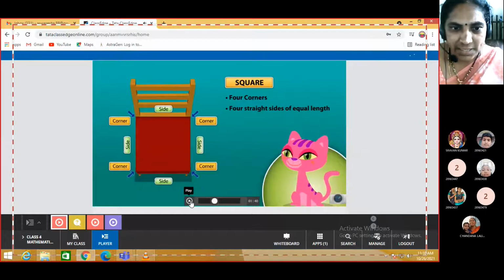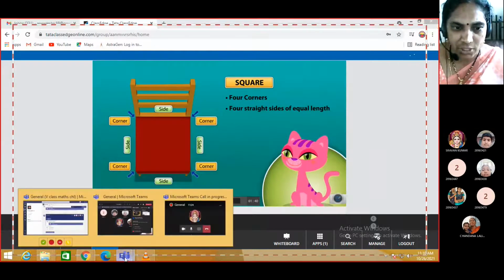Yes, here is a seat of a chair. It is given there. Here the corners and sides are also shown. All the sides are equal. It is called a square. Now let us move on with the next shape.